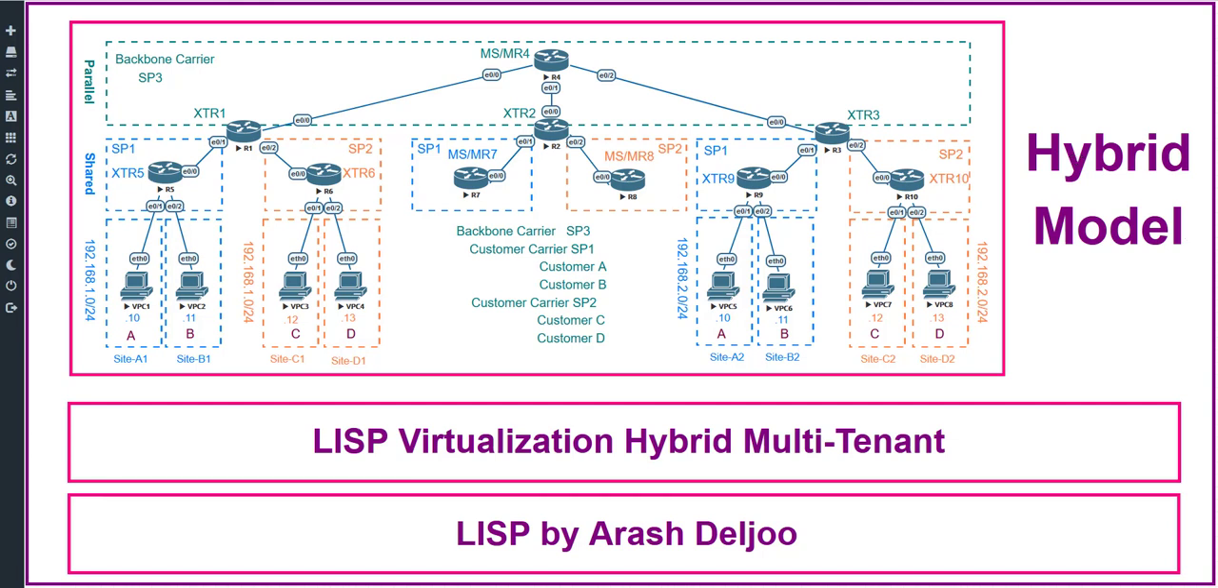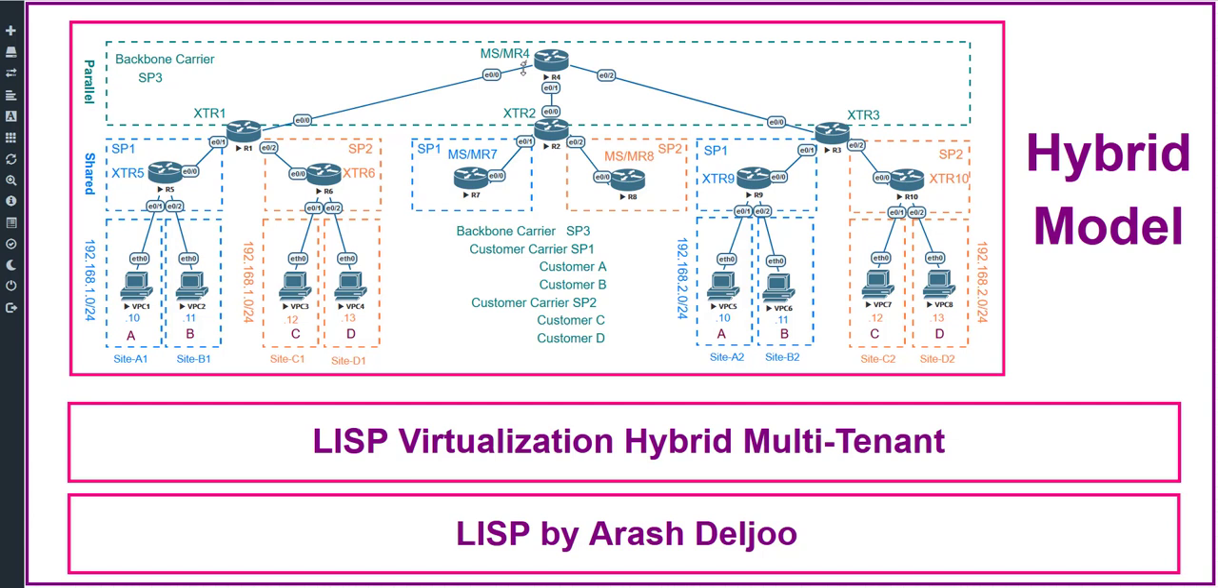Let me talk a little more about the hybrid model in this scenario. Look here. Here we have one backbone carrier. In this backbone carrier, we have a structure. For example, router 4 is the MS and MR, and router 1, router 2, and router 3 are XTRs of this service provider or backbone carrier.